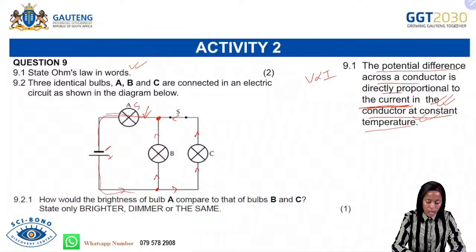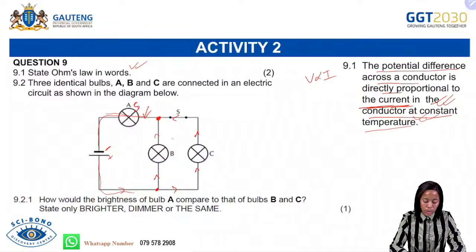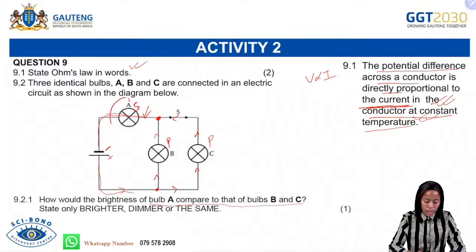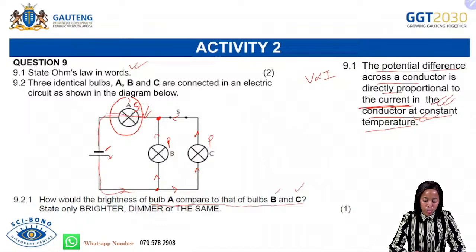Then this part here would be a connection in series. So light bulb A is connected in series. Light bulb B is connected in parallel. And then light bulb C is connected in parallel as well. So the question says, how would the brightness of bulb A compare to that of bulb B and C?